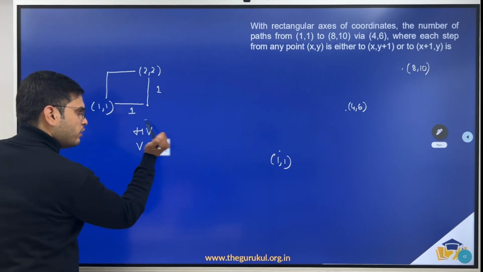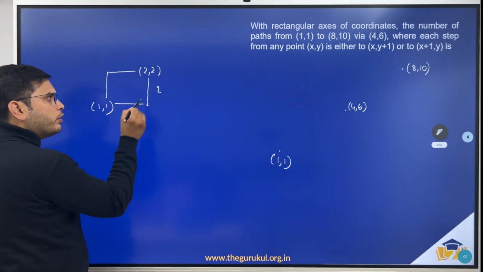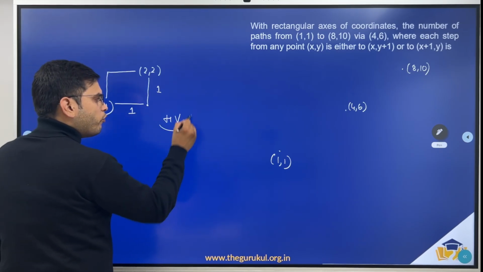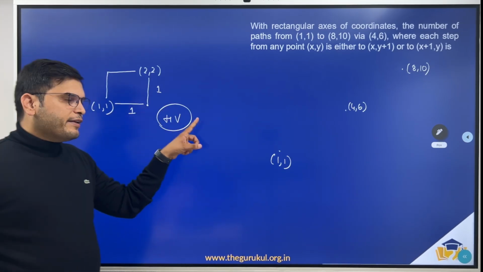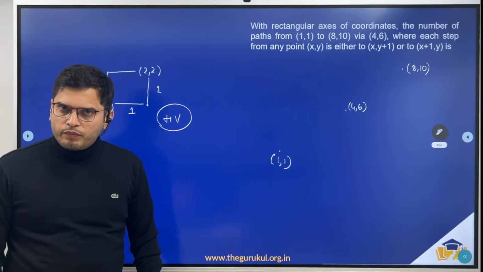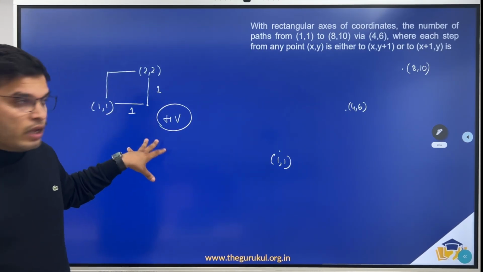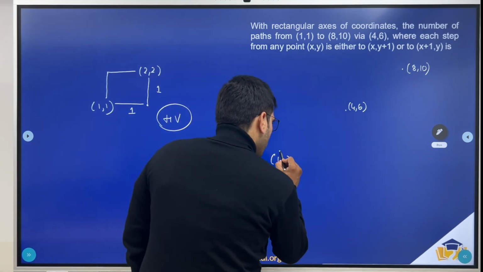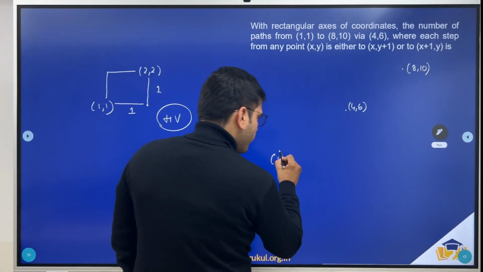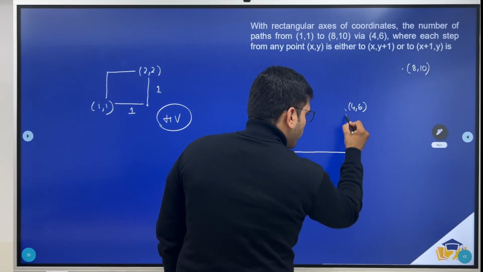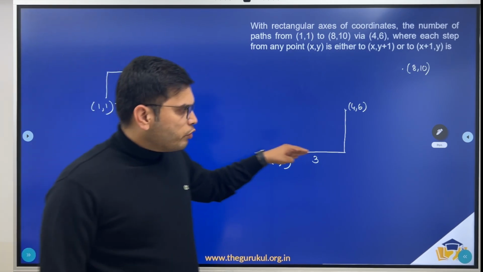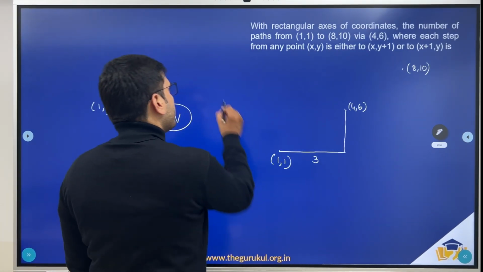Since you have to make one horizontal and one vertical step, the number of ways of arranging this is: one way is HV and the other way is VH. If you have understood this logic, we can apply the same logic to reach 4, 6 from 1, 1. What is the horizontal distance that you need to travel? 3 units. So you should be taking 3 steps in the horizontal direction.